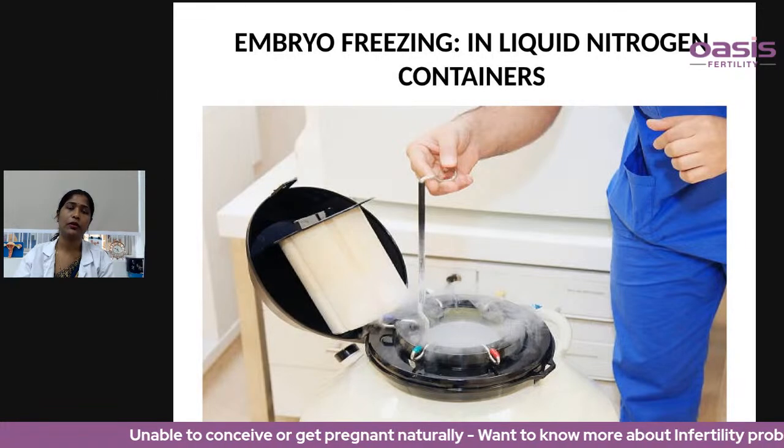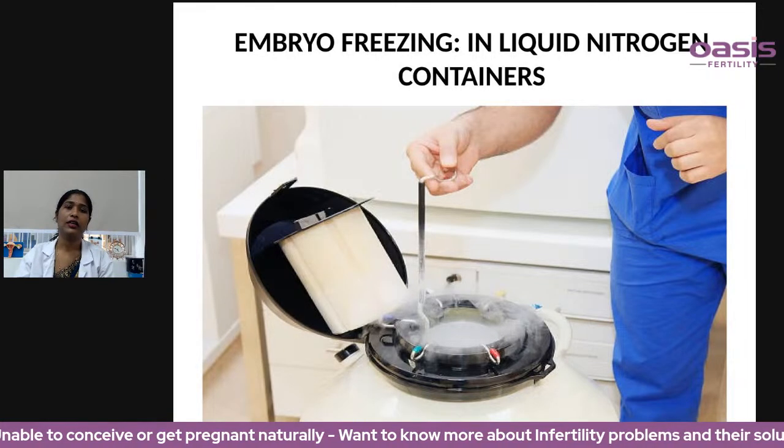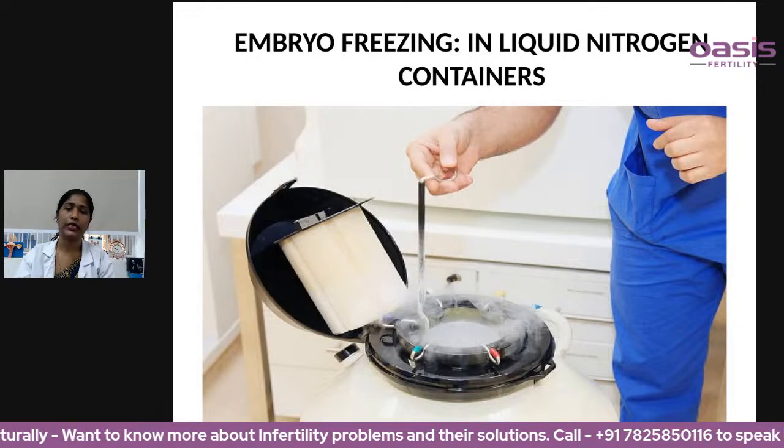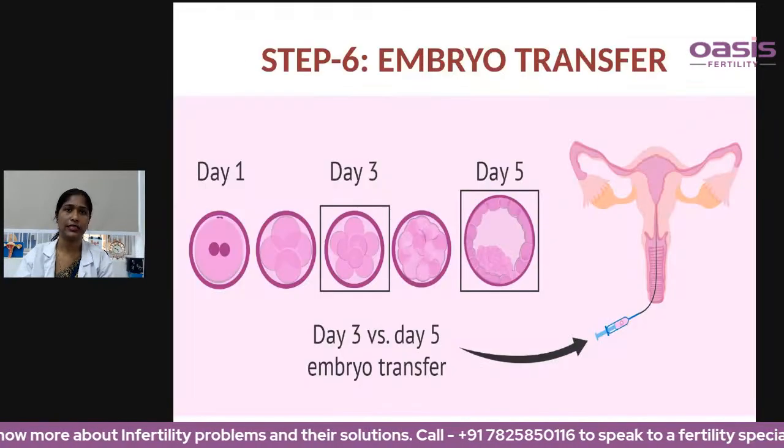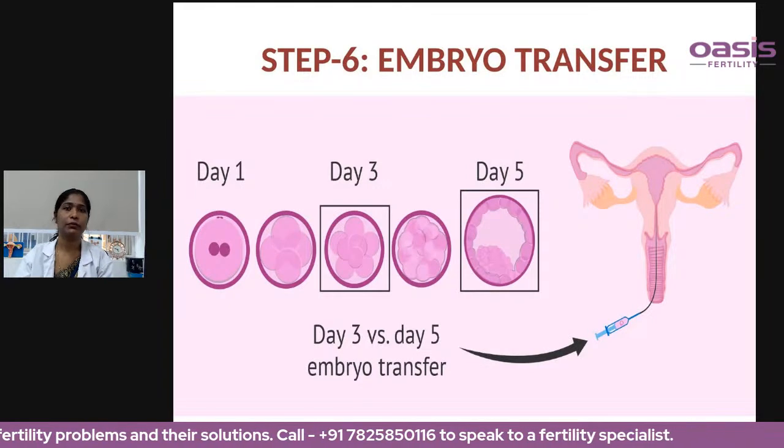Once the embryos are formed, embryo freezing is done. The embryo freezing is done within liquid nitrogen containers at minus 196 degrees. The final step is embryo transfer.